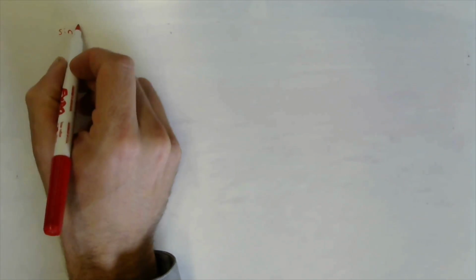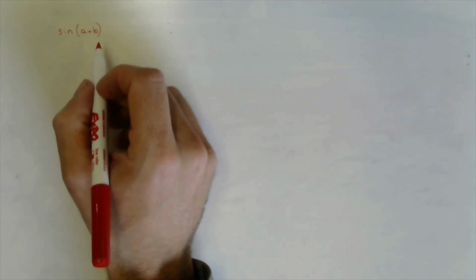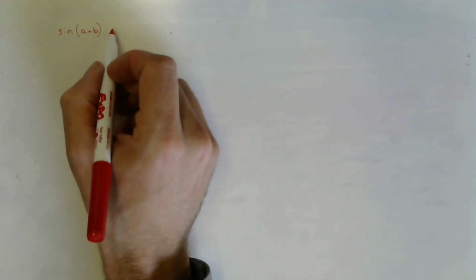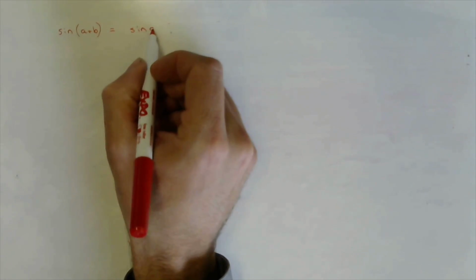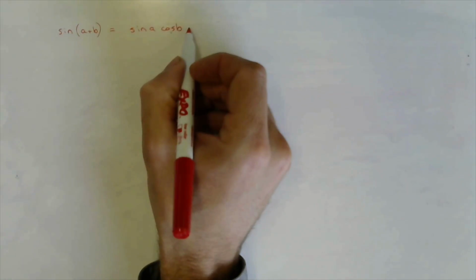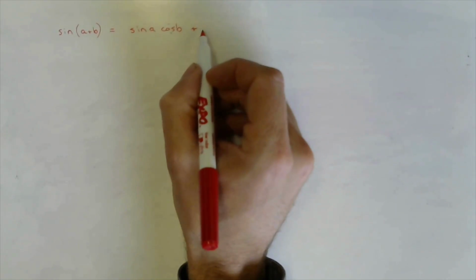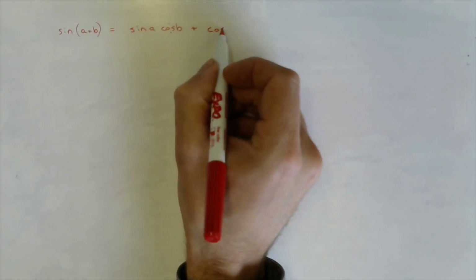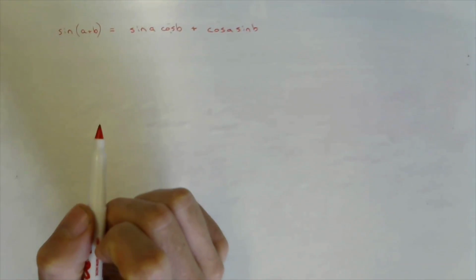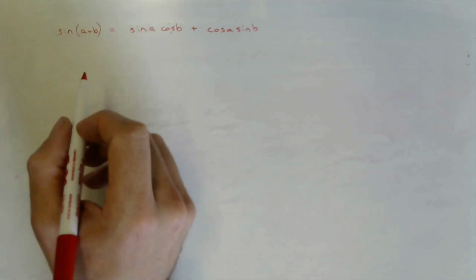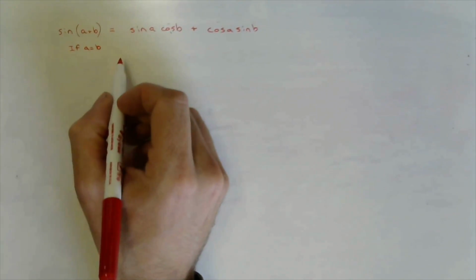So we have the sine of A plus B, the angle addition formula for sine. What is it? Who's got it memorized? It's sine A cos B plus sine B cos A. Good. Thanks very much. And so then we say, well, what if A actually equals B? What if they're the same angle?